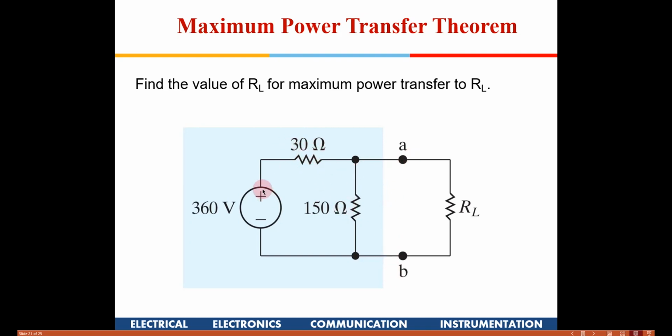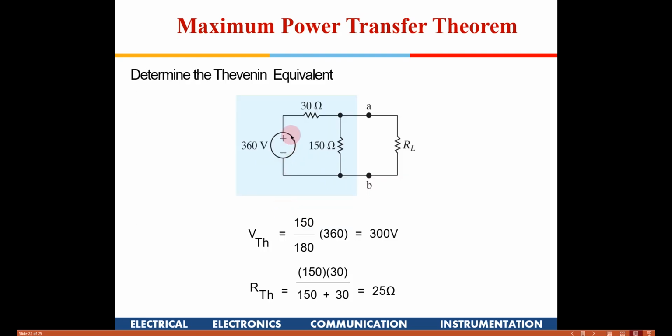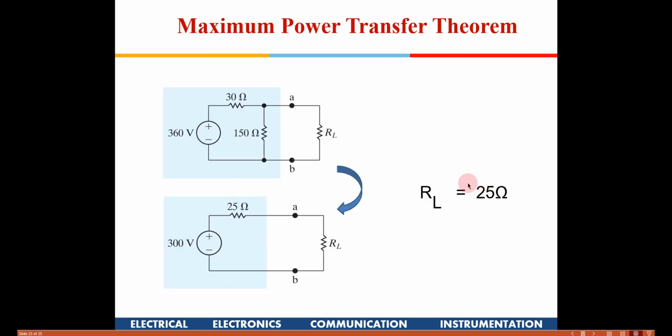Okay, so in this case, to find out the RTH, we need to short this. So 30 and 150 will come in parallel, right? VTH also, you can find out VTH also. So RTH is going to come as 25. So RL will be 25, right? That is the parallel of 30 and 150. That is 25. So that is the value for which maximum power will be transferred out here.